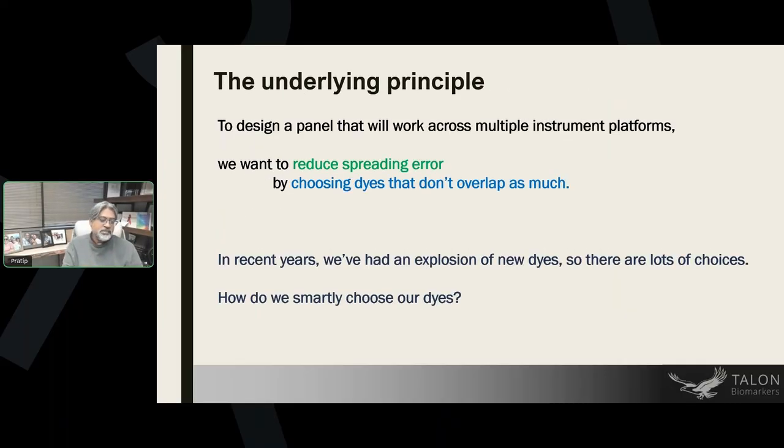So the underlying principle here is that we want to design a panel that will work across multiple instrument platforms so that we can reduce spreading errors by choosing dyes that don't overlap as much. In recent years, we've really had an explosion of new dyes, and so there's an enormous number of choices in terms of the dyes that we could be using. So how do we smartly choose those dyes, and how do we incorporate that into the idea of panel portability? That's the remainder of the talk.